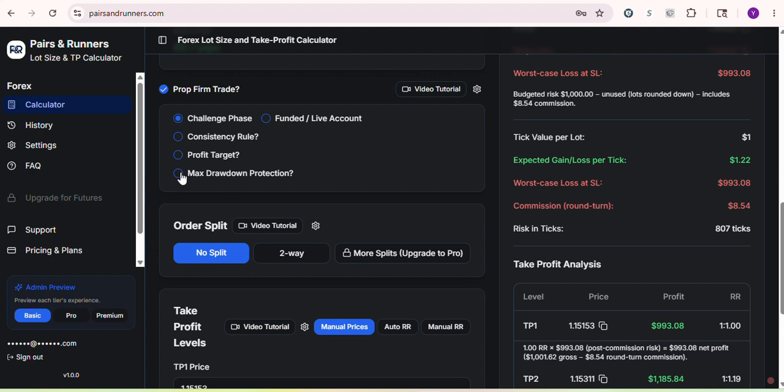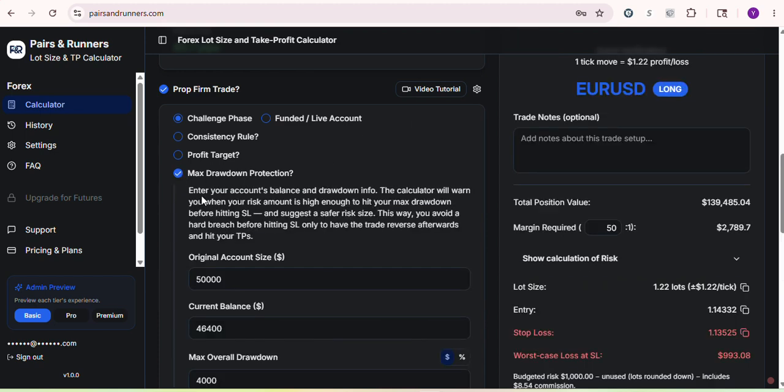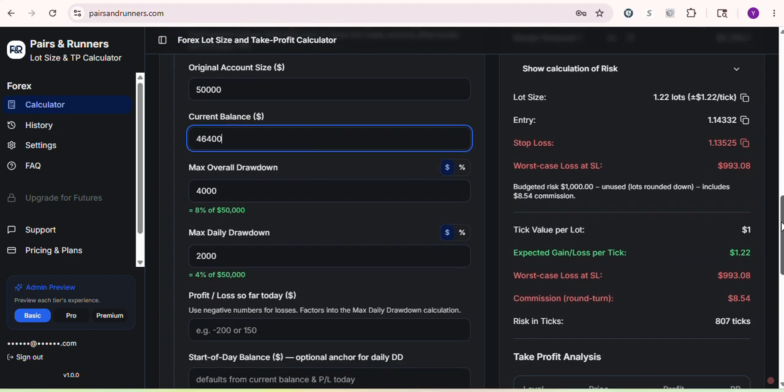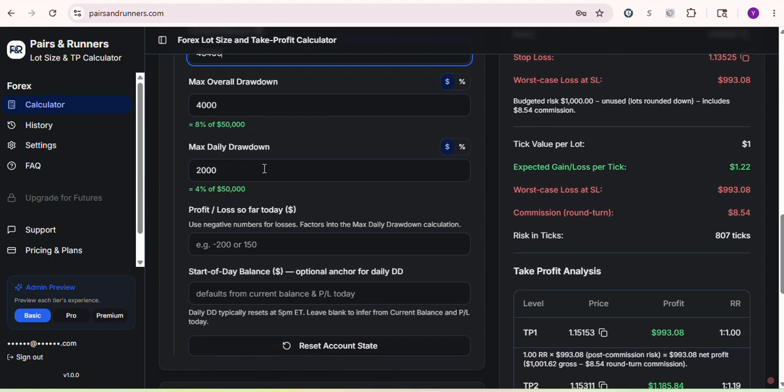And the first thing we're going to look at, even though it's last on the list, is the max drawdown protection, because that number will show up at the top of the results, or that warning or pass card will show up at the top of the results. So we're going to enter our account balance, drawdown info, and the first thing we enter is the account size. So let's assume it's a $50,000 challenge, and we have max overall drawdown is $4,000. We're $400 away from breaching at 46,000, and the max daily drawdown is 2,000. And you can do by percentage as well. I personally prefer to do by dollars, but either way is fine.